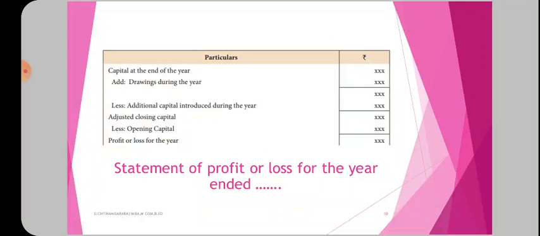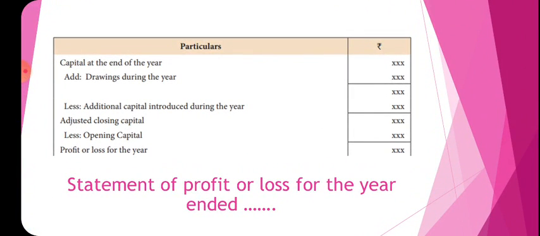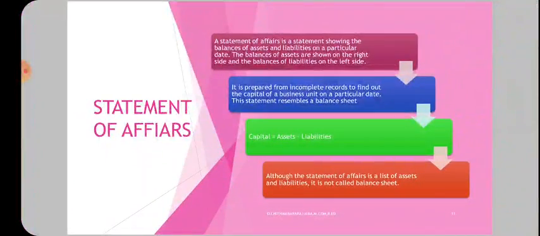So write the heading statement of profit or loss. Capital at the end of the year, then add drawings, less additional capital. So you'll get adjusted closing capital, then less opening capital, we'll get profit or loss. If the adjusted closing capital is more than opening capital, we get profit. If the adjusted closing capital is less than the opening capital, we'll get loss. So this is the procedure to find out profit or loss under statement of affairs method.